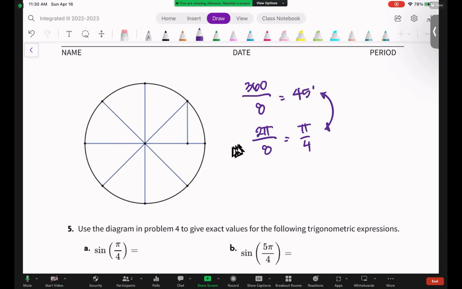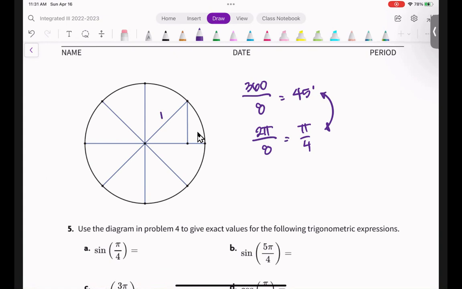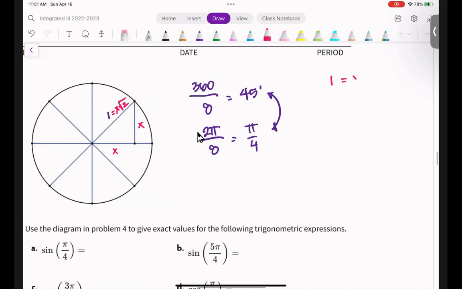Okay. So the next thing that I want to do is label everything. If you remember, in a 45-45-90 triangle, the sides are x, x, x root 2. So if 1 equals x root 2, and I'll do the math over here, then you divide out and you get x is equal to 1 over root 2, which is not acceptable in some places.